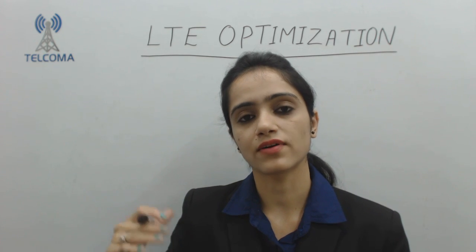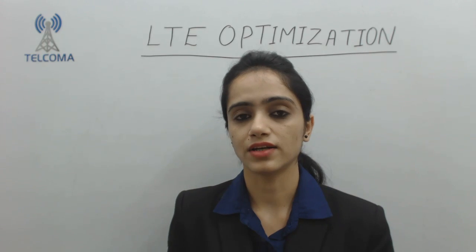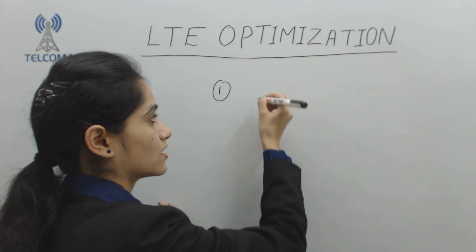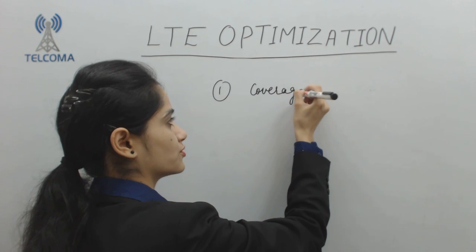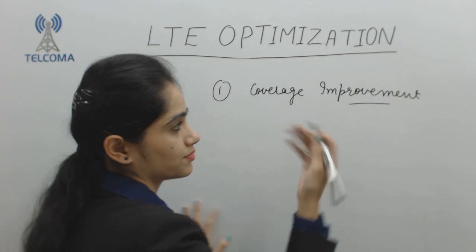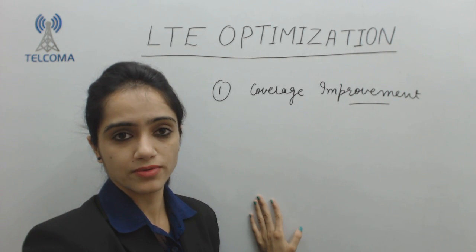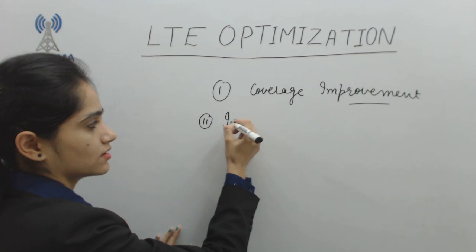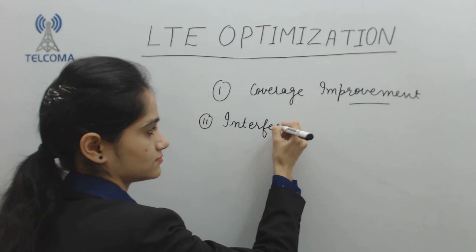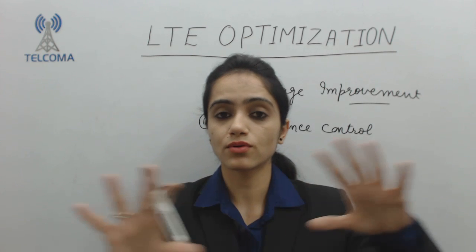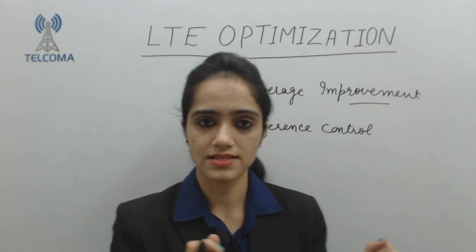That's why we have continuous optimization of the network, to find the various irregularities in the network. Other than these, there are various issues that optimizers handle. Sometimes we require coverage improvement. My coverage is not good and we need to improve it. This is also a function of the optimizer, to improve the coverage of a particular area. We also have interference control. We are receiving more interference and we need to control it. Again, a function of the optimizer.